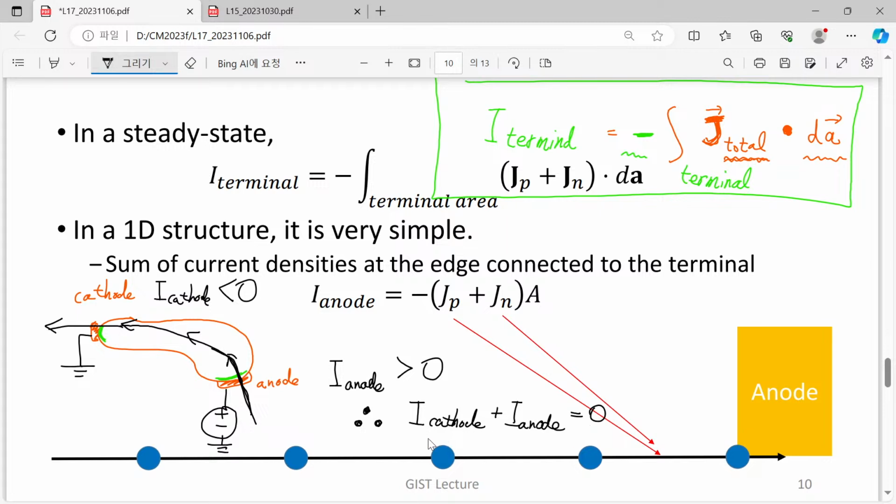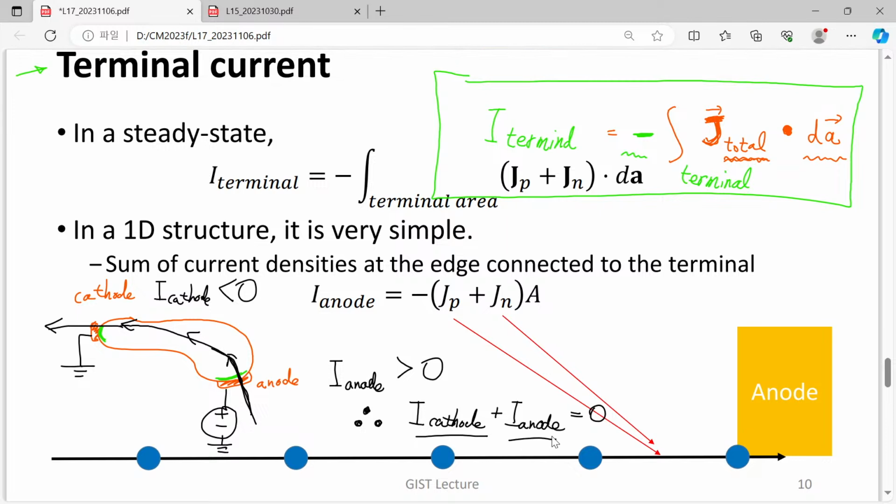So simply speaking, I cathode can be obtained immediately from I anode. In some sense, his previous question seems to be quite reasonable. Why don't we have to explicitly calculate the cathode current? Once we calculate the anode current, then the cathode current can be immediately calculated. However, this is the only case when we have two terminals.